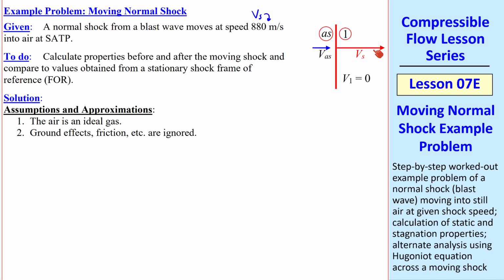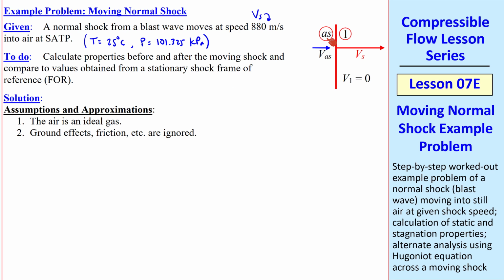In this example, we have a normal shock from a blast wave moving at speed Vs, which is given and sketched here. The air at 1 is at SATP, standard ambient temperature and pressure, which I always take as 25 degrees C and standard atmospheric pressure. We want to calculate properties before and after the moving shock, and then compare them to those obtained from a stationary shock frame of reference.